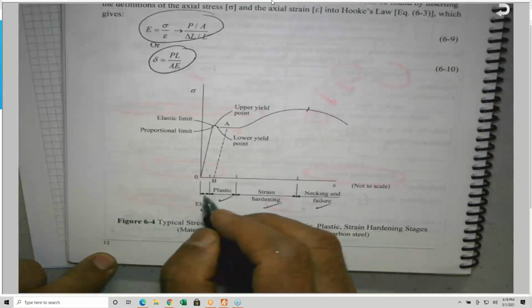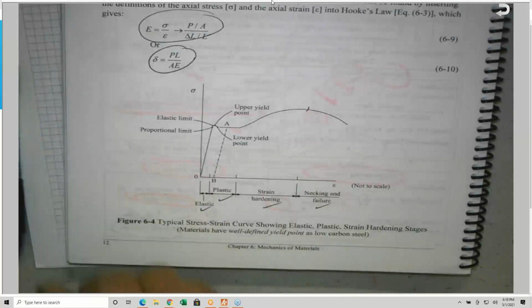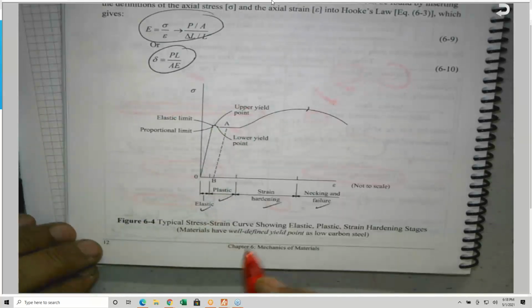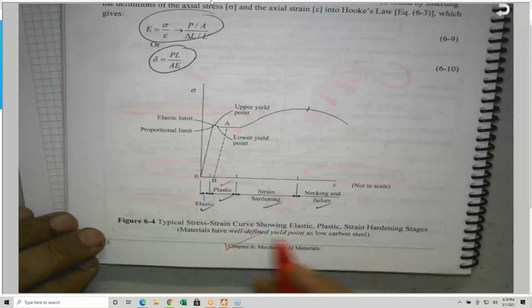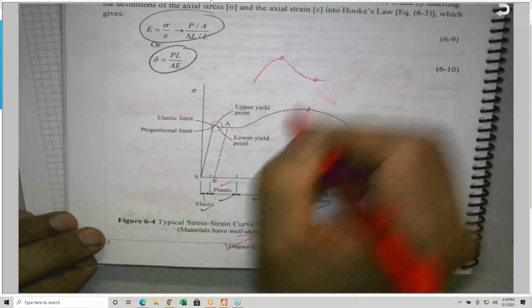So this is the elastic stage. The elastic stage is up to the proportional limit or the elastic limit. We have the upper yield point and the lower yield point, all of which I talked about, and this is the plastic strain hardening. This is a material that has a well-defined yield point. The yield point goes up like this and goes down. So this is the upper yield point, and this is the lower yield point.